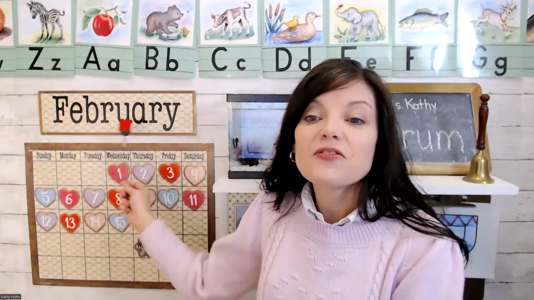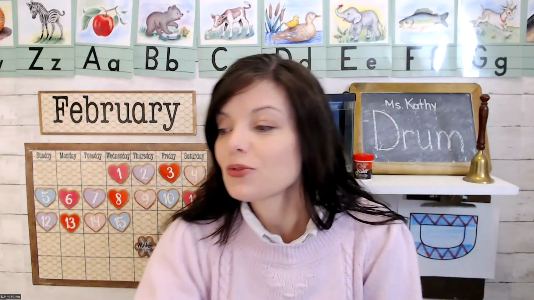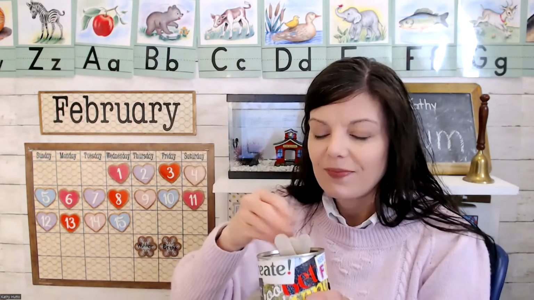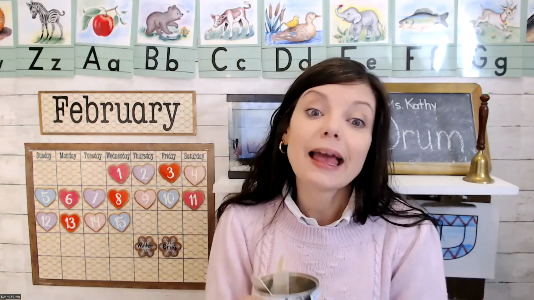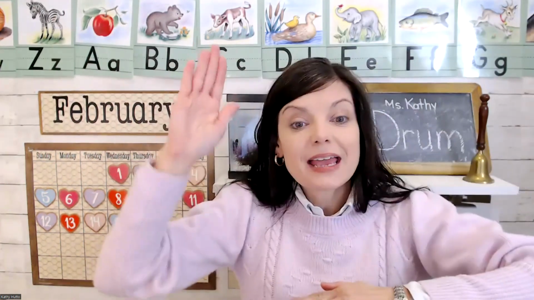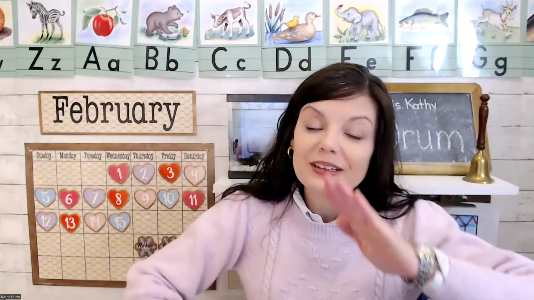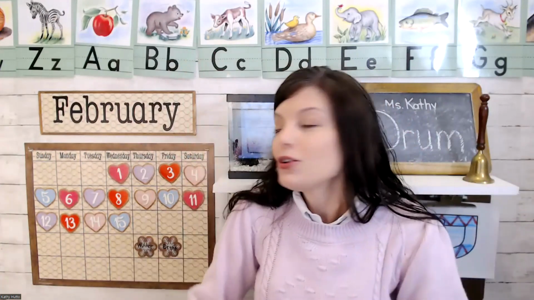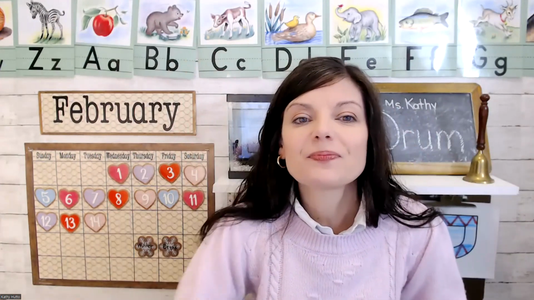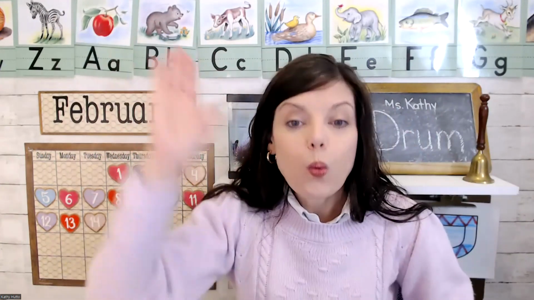Well, the month is February, and let's reach into our can and see how we will count. It says we're gonna drum, of course. So let's see if we can drum like this on the table, or you could drum on your lap, on your legs, or you could drum on the floor. All right, are you ready to count and drum? All right, here we go.